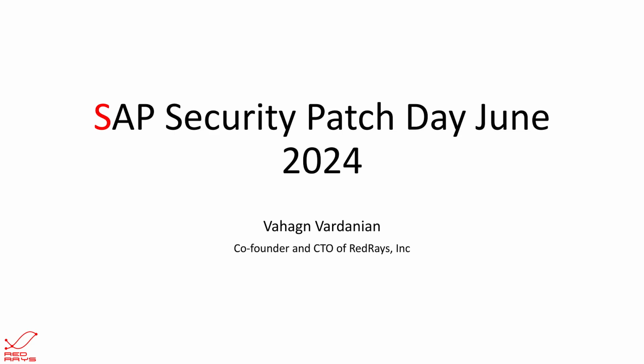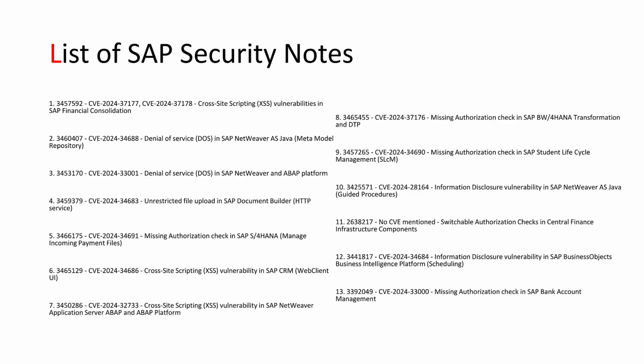Today, we will review vulnerabilities that have been fixed in SAP in June 2024. This slide shows 13 fixed vulnerabilities. Let's review vulnerabilities and their proof of concepts.